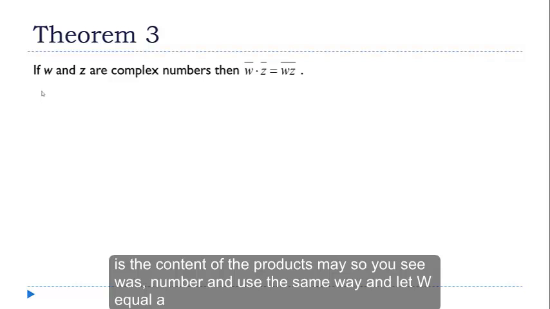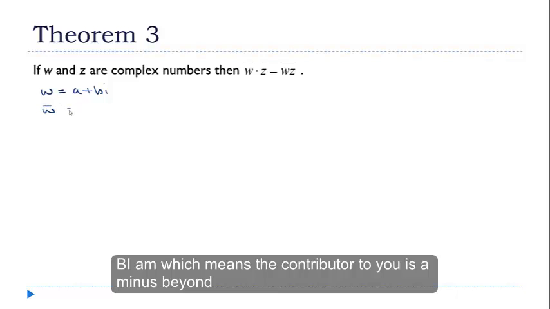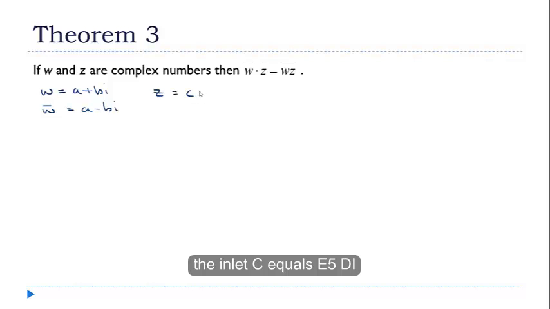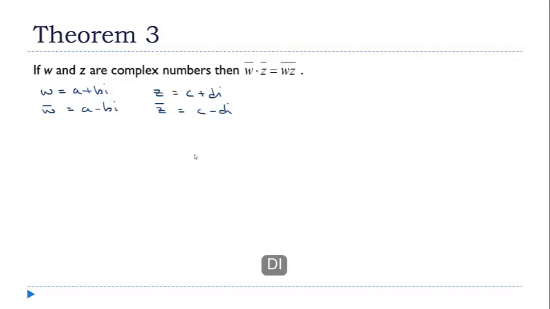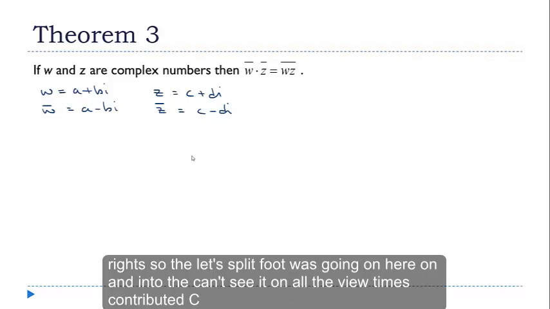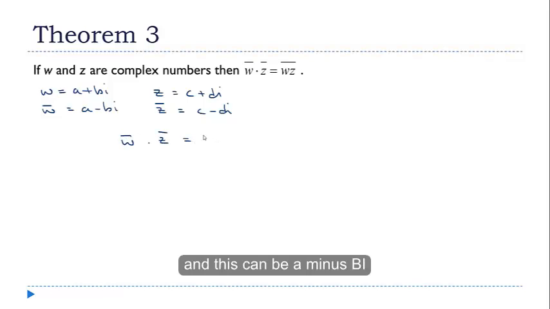I'm going to start the same way. I'm going to let W equal A plus BI, which means the conjugate of W is A minus BI. And I'm going to let Z equal C plus DI, and then the conjugate of Z is C minus DI. All right, so let's look at what's going on here. I'm going to do the conjugate of W times the conjugate of Z. That's going to be A minus BI times C minus DI.